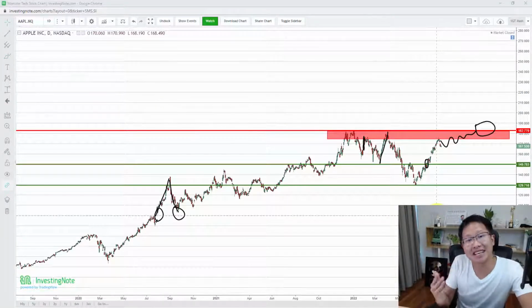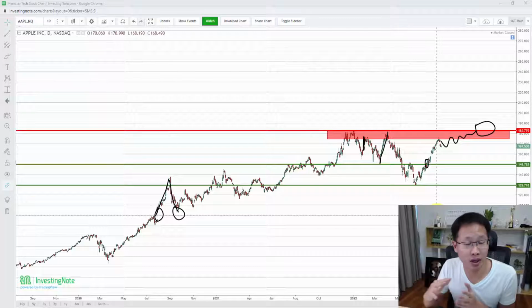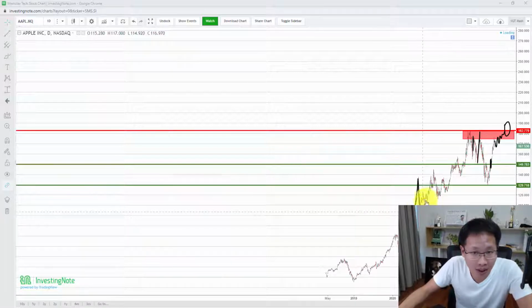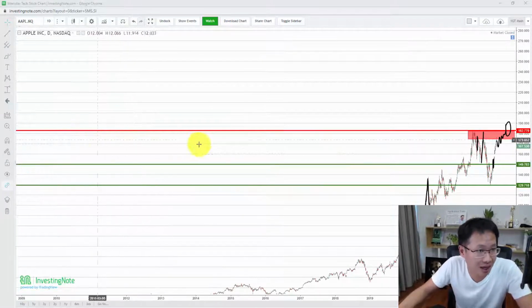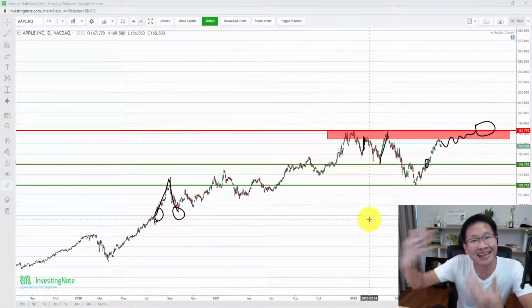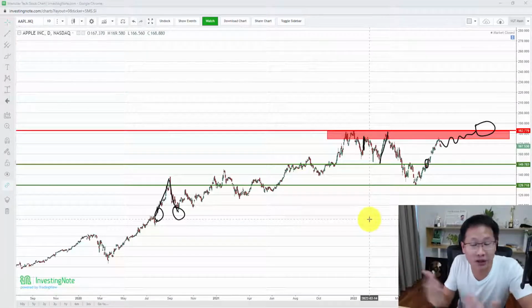So I think some of you might ask, let's say if it breaks a resistance level and we are pretty much at an all-time high, how do we know what is the next higher target? I mean, we cannot look at the past. For example, for Apple, you look at the past, there's nothing on the left side because we are pretty much at an all-time high. So how do we know what is the next higher target when we are already at an all-time high?